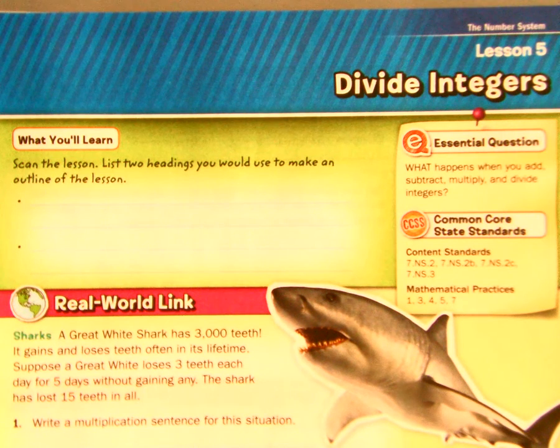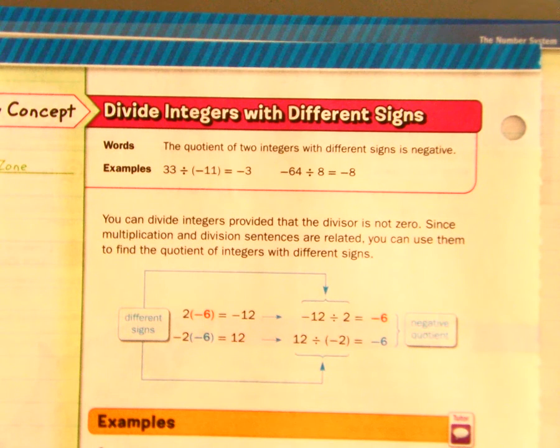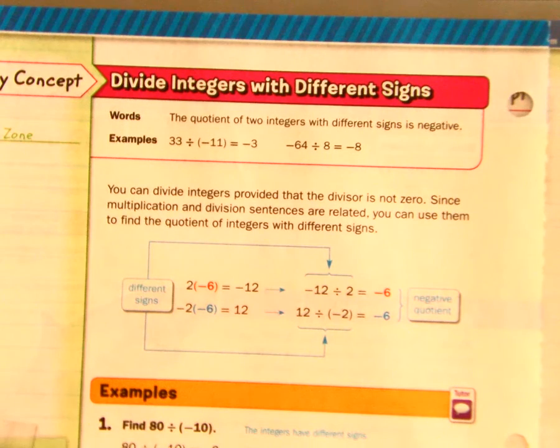Lesson 3.5, divide integers. To divide integers with different signs, the quotient of two integers with different signs is negative. So these are our same rules as multiplying. If we have opposite signs, our answer is always negative.